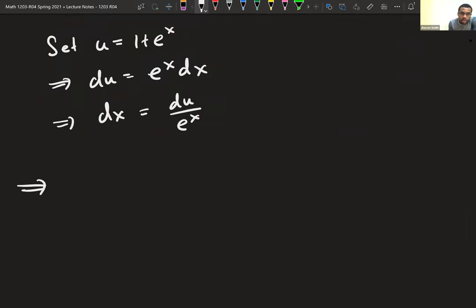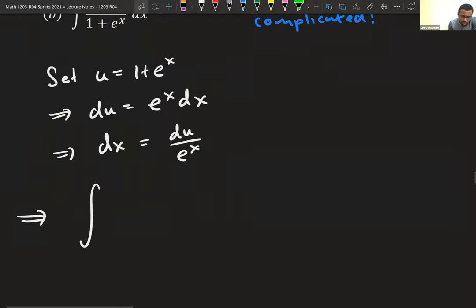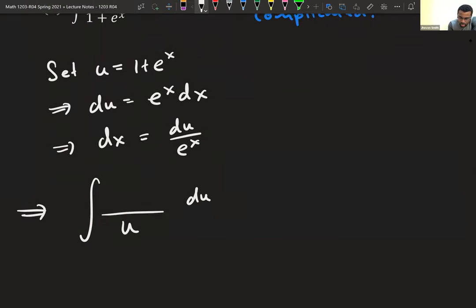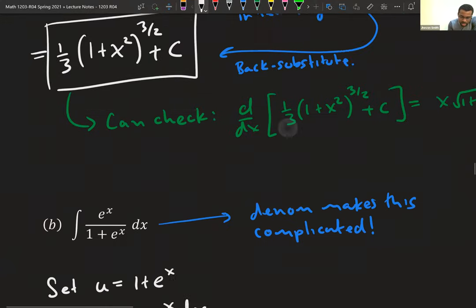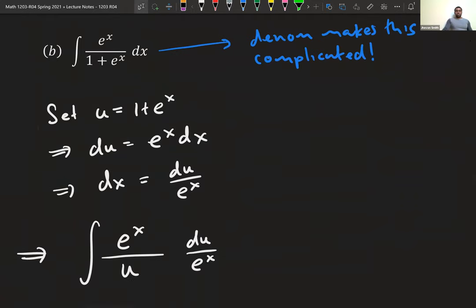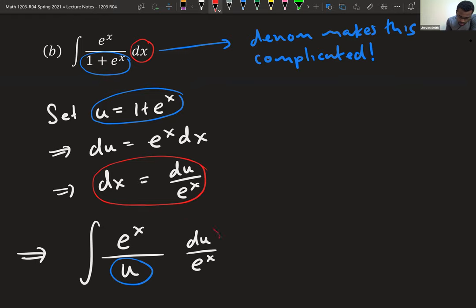Then I'm going to go in and plug everything in. So my u was in the denominator and my dx is du over e to the x. And there was an e to the x in the numerator just hanging out. So I have that. Okay. So hopefully you see that. So my u is here, which is here, which I plugged in here. My dx is here, which is here, which I plugged in there.